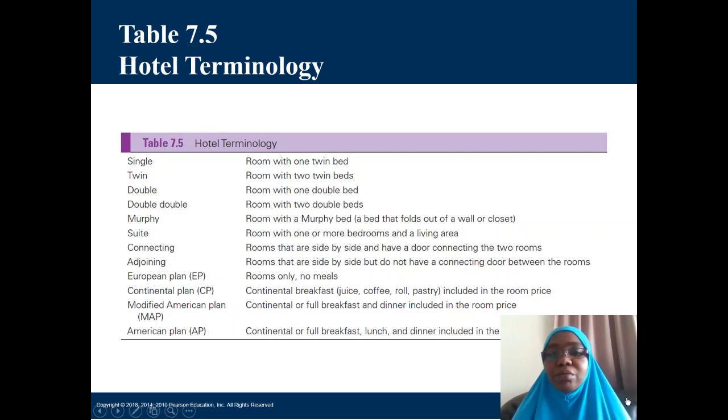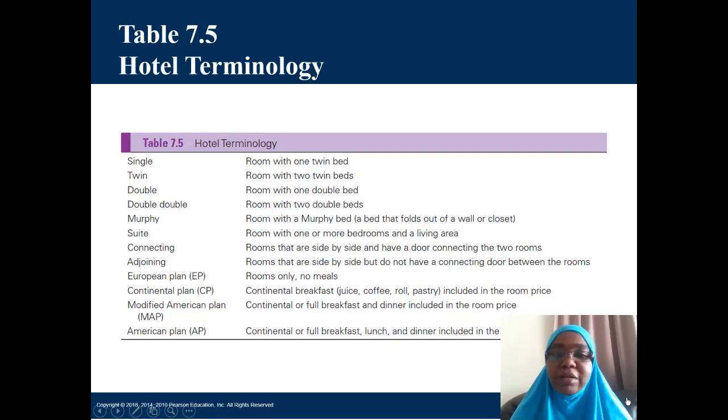Single means a room with one twin bed. Twin is a room with 2 twin beds. For some of us that are regular lodgers, we will be able to relate with what we are discussing here. Double is a room with one double bed. Then a room with 2 double beds. So we realize that these categories are described by the kind of bed and the quantity of beds in the room.